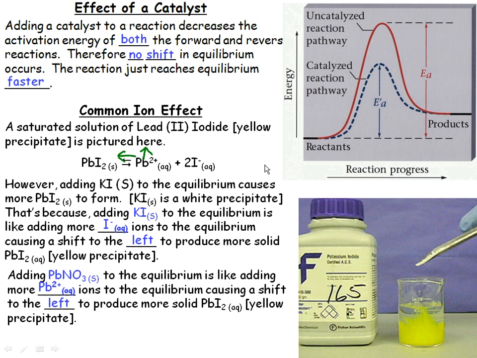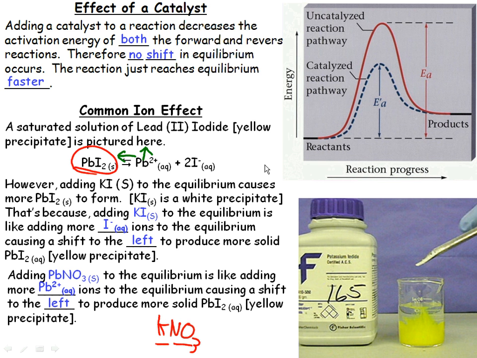However, if instead of lead nitrate I added potassium nitrate, KNO3, this substance would have no effect on the equilibrium whatsoever, because there is no ion in common with my saturated lead iodide solution. So adding more KNO3 would simply fall to the bottom and cause no shift in this equilibrium whatsoever.